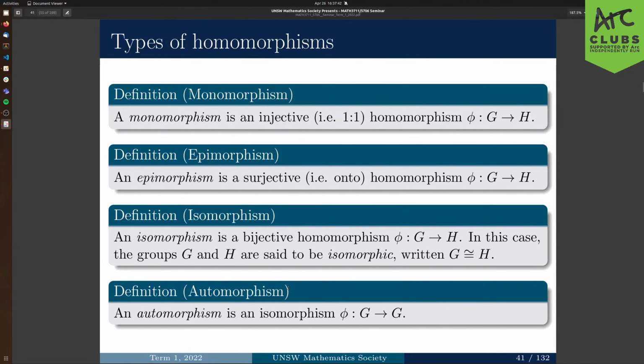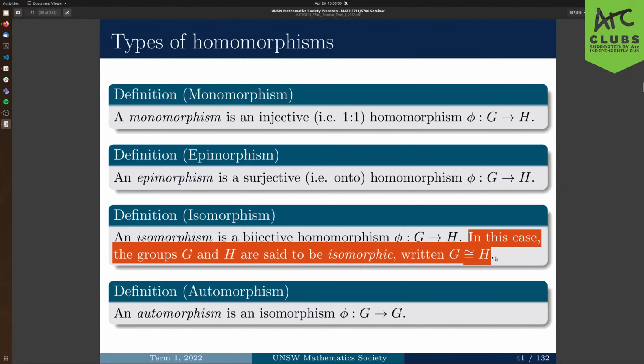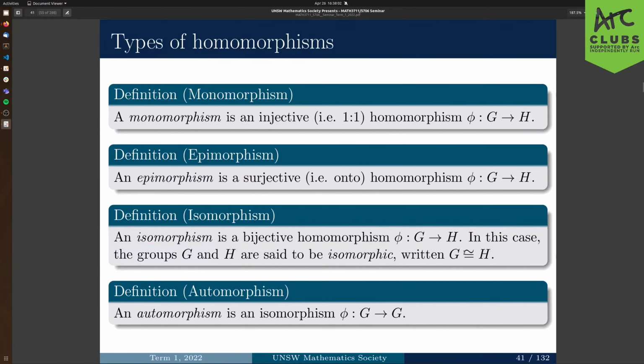A couple different types of them, actually many different types of homomorphisms. If it's one-to-one, you can call it a monomorphism. If it's onto, surjective, then you can call it an epimorphism. If it's both, then it's an isomorphism, i.e. a bijective homomorphism. And in this case, we also say that the groups are isomorphic if there is an isomorphism between them. And we use, in LaTeX it's the cong symbol, so I guess congruence. And an automorphism is just an isomorphism from a group to itself.